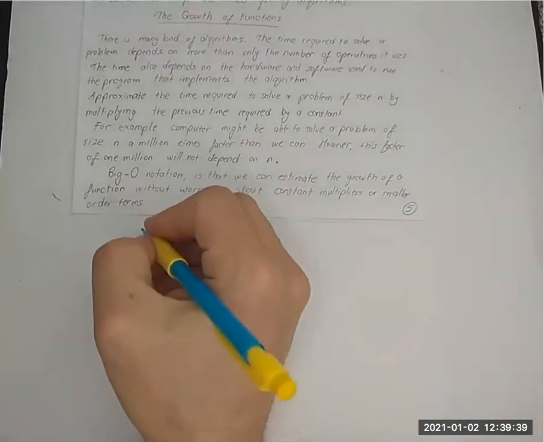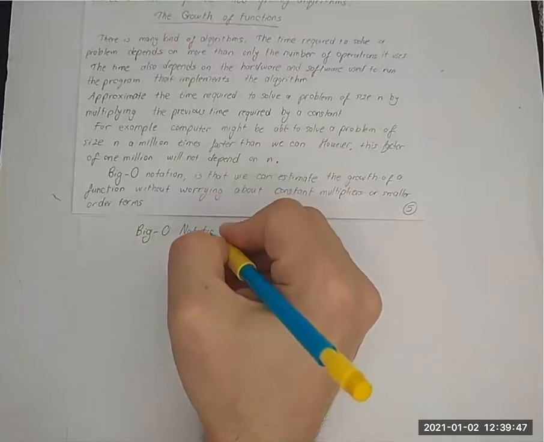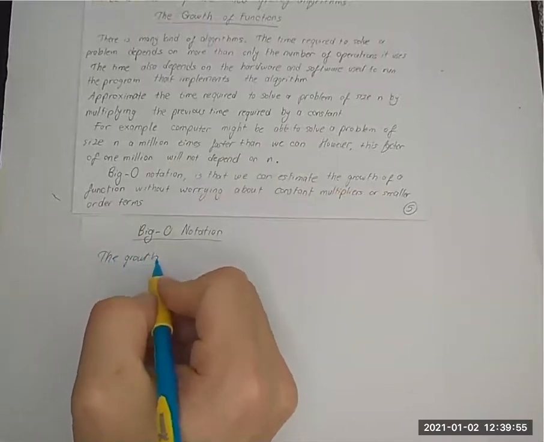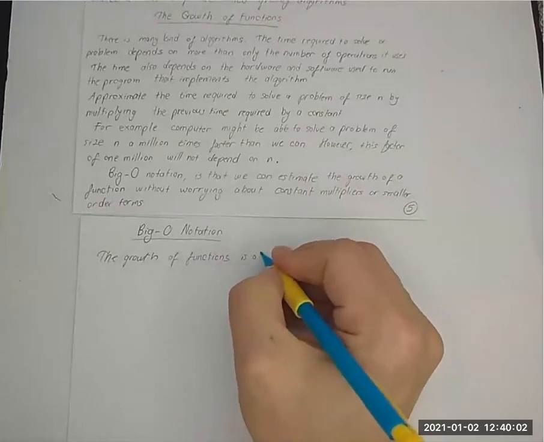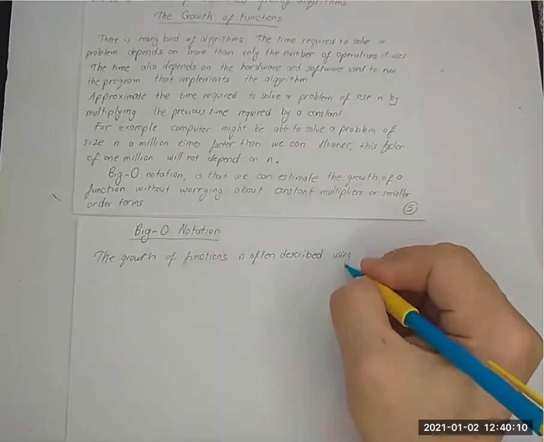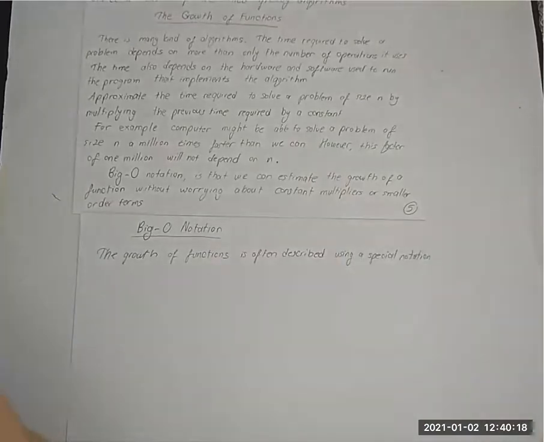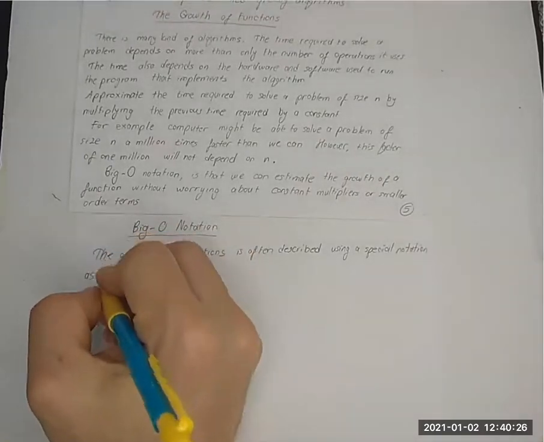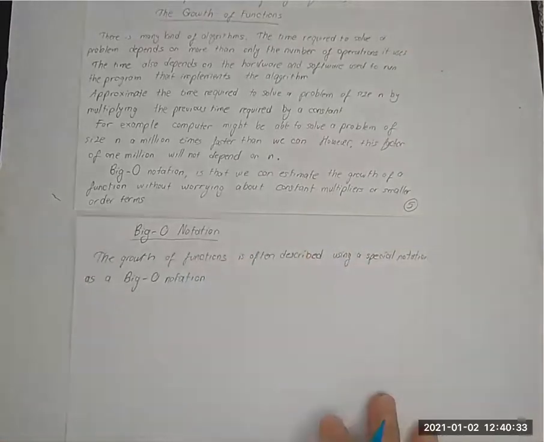And big O notation. The growth of functions is often described using a special notation, as big O notation. So what is that notation? The definition.